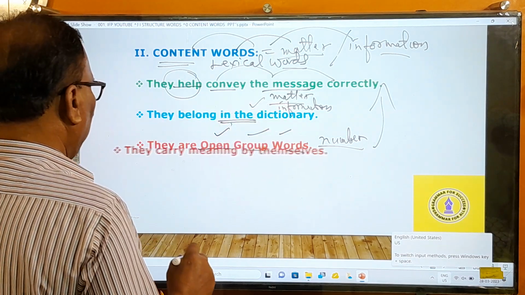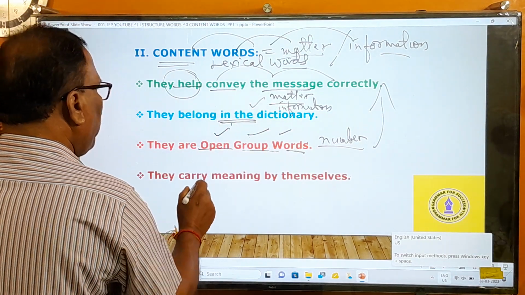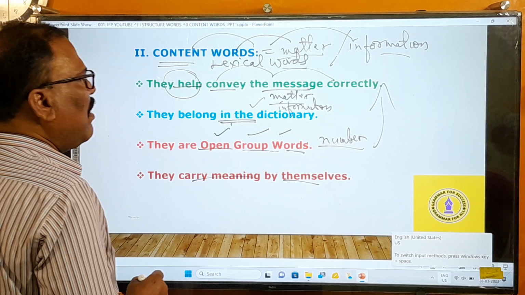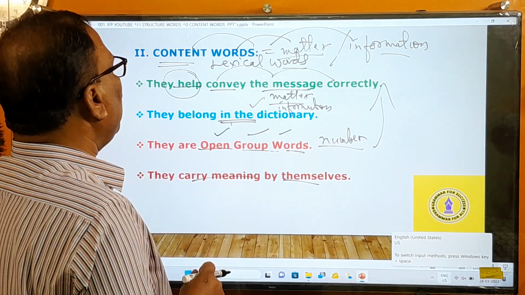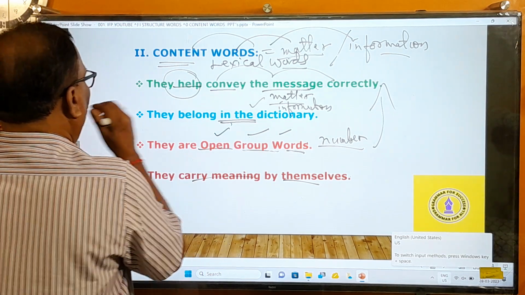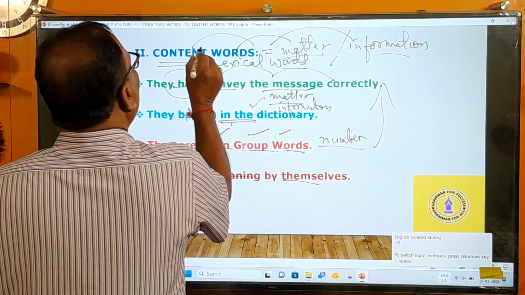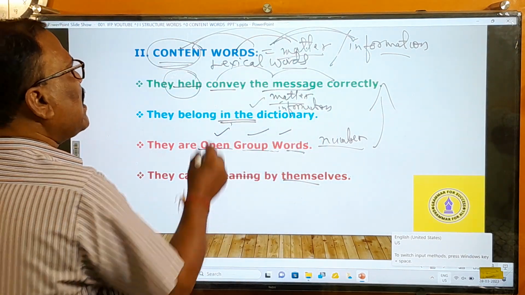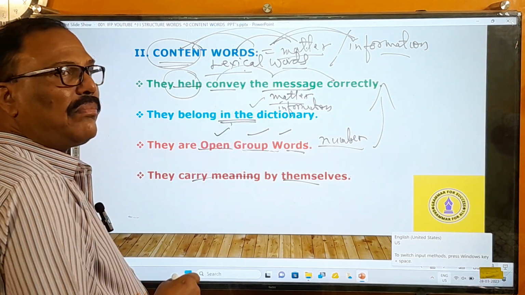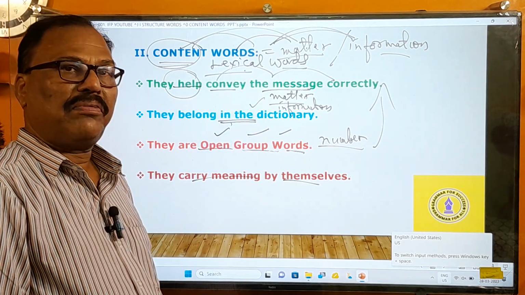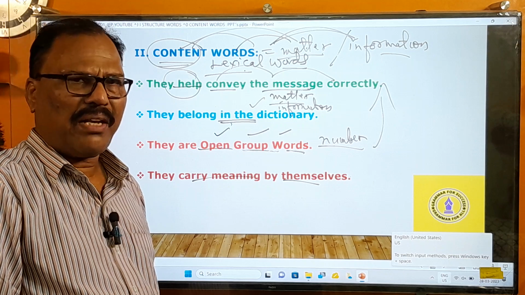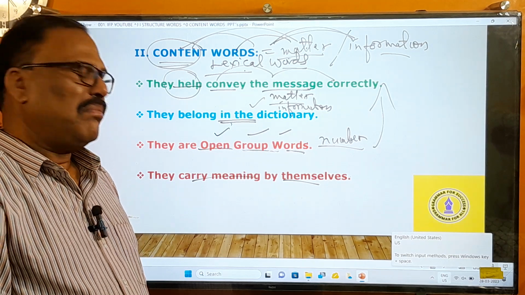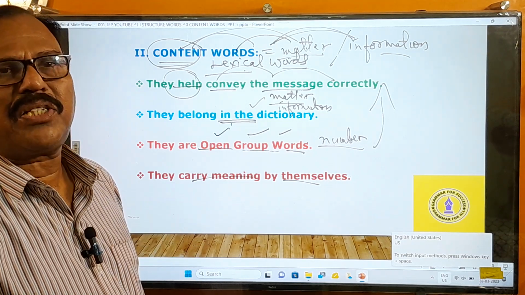And one more important thing is they carry meaning by themselves. Remember, these words carry meaning by themselves. For example, content means matter. See, this word has got some meaning, matter or information. Lexical means dictionary. Lexicography means dictionary. Lexical means pertaining to dictionary.